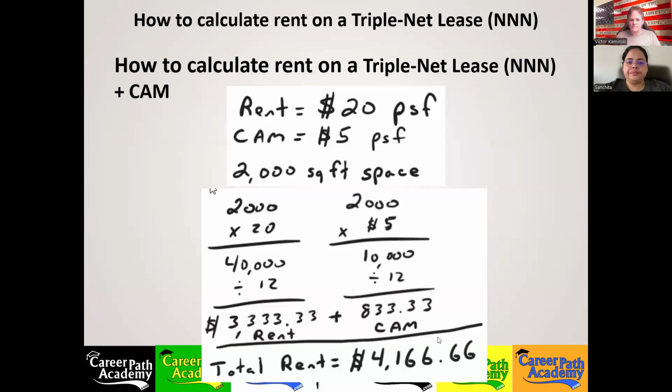Electric, whatever. So if you were to add both of these up, you'll see your total rent comes out to a much higher figure than $3,300. It's $4,166. That's a lot of money. But now the tenant can at least see what their true rental figure is going to be, and that's how you do it in commercial real estate.